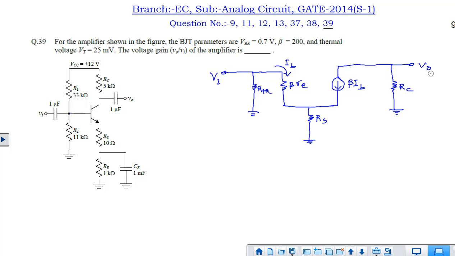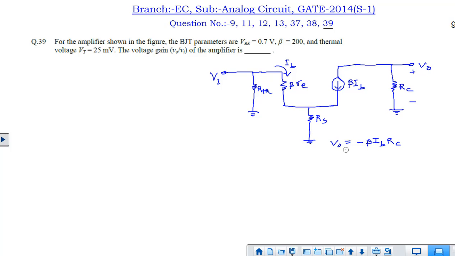Here the output voltage is equal to minus beta IB into RC. Now we have to find out IB in terms of V1. V1 is nothing but IB into beta re plus both the current will be flowing through RS. We will apply KVL across this loop. Hence the input voltage will become IB into beta re plus beta plus 1, because IB plus beta IB gives us beta plus 1 IB, into RS. So we can easily get this expression.